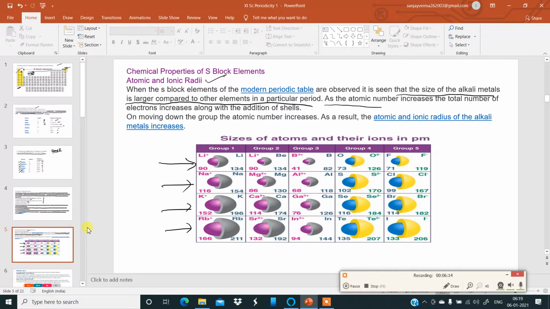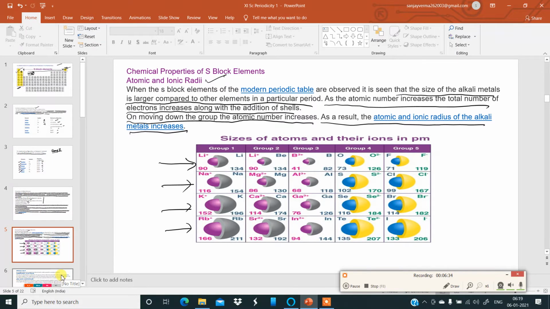Now, as the atomic number increases, the total number of electrons increases along with the addition of shells. On moving down the group, the atomic number increases. As a result, the atomic and ionic radius of the alkali metals also increase because there is an increase in the number of shells. Okay.